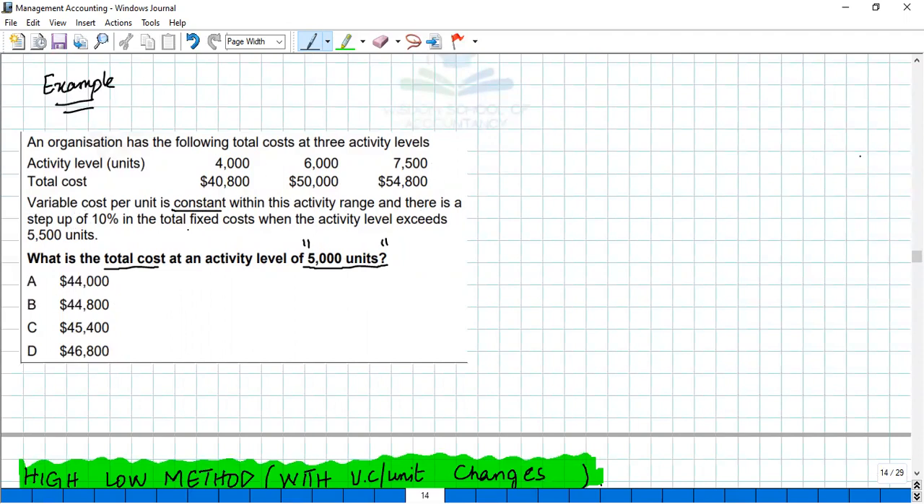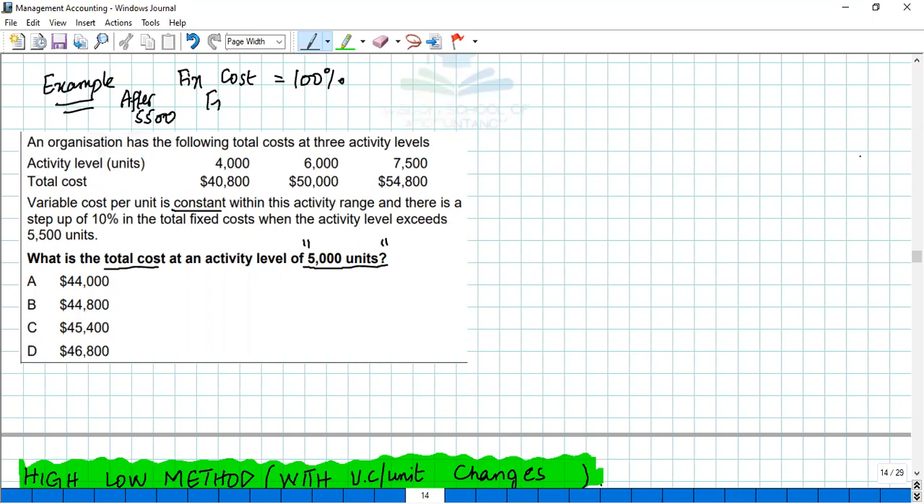And there is a step up of 10% in total fixed cost when activity level exceeds 5,500 units. So when your activity level is above 5,500 units, there is a 10% increase in the fixed cost. It means there is a 10% step up in the fixed cost. Now, the first step was we have to identify at which two activity levels the fixed cost is the same. Okay, now let's say fixed cost was 100%. So it means that above 5,500 units, there was a 10% step up, a 10% increase in fixed cost.